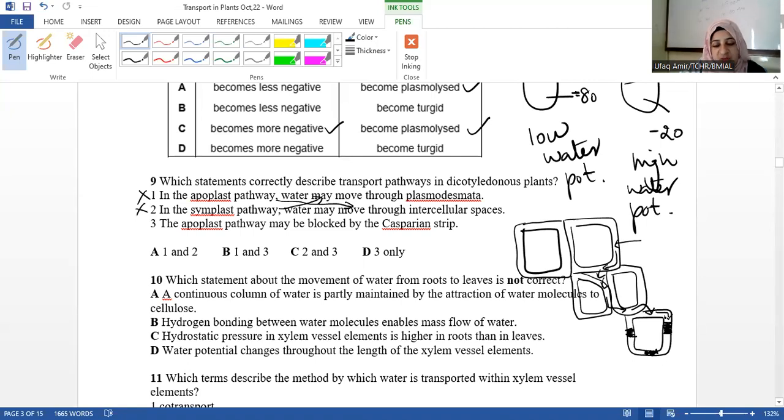So it is forced to enter into the cell. This water is forced to enter into the cell. So when it enters into the cell, it has left the apoplastic pathway and it has continued with the symplastic pathway. So that is correct. The apoplastic pathway may be blocked by a Casparian strip. That is correct, and 3 only.